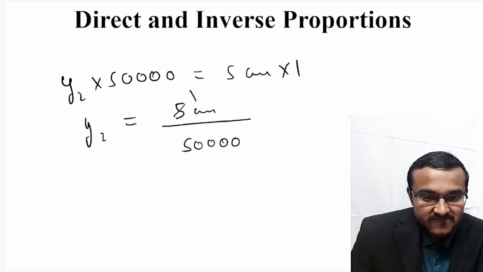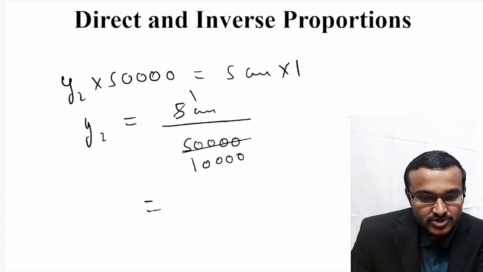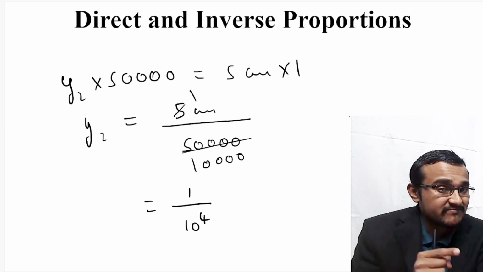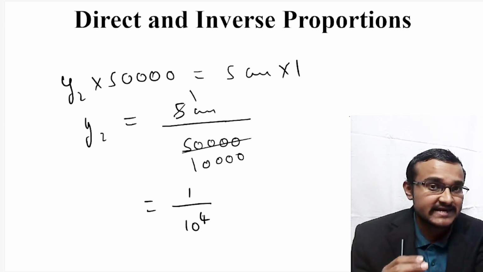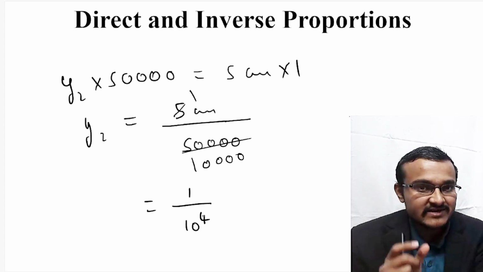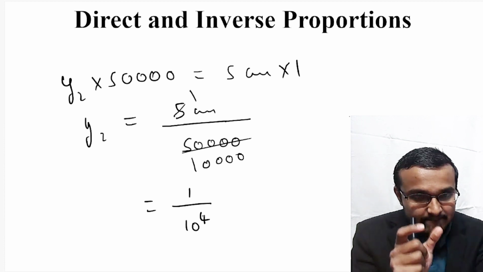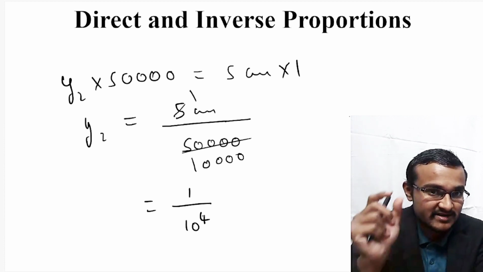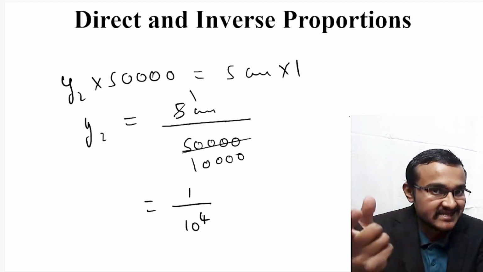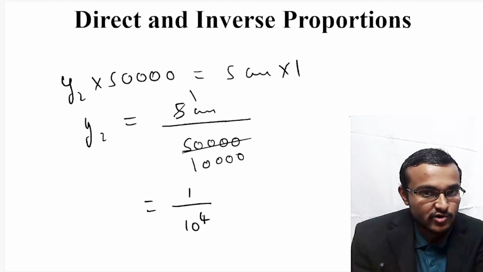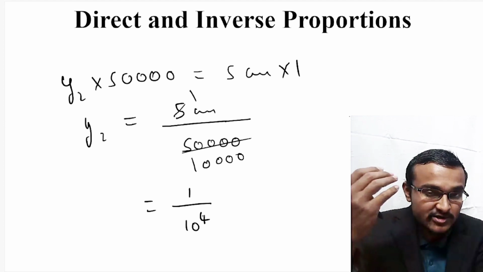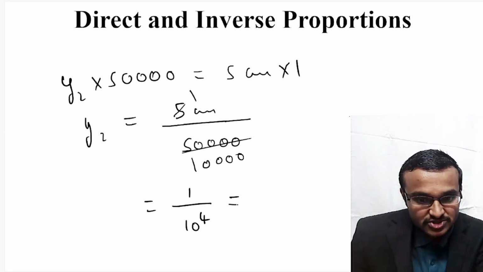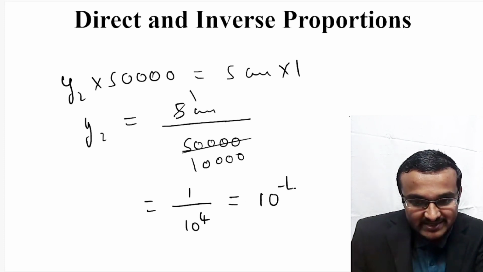So 5 1s are 5. 5 1s are 5, 4 zeros are there. So 4 zeros you should put here. So you know that when you put 4 zeros, it is actually 10 power 4. So if you refer to my previous video where I have explained exponents and powers, there I have explained whenever you are taking a number to the numerator or denominator, the sign of the power changes. So here 10 power 4 is there. When you bring that to the numerator, it will become 10 power minus 4. So this is equal to 10 power minus 4.